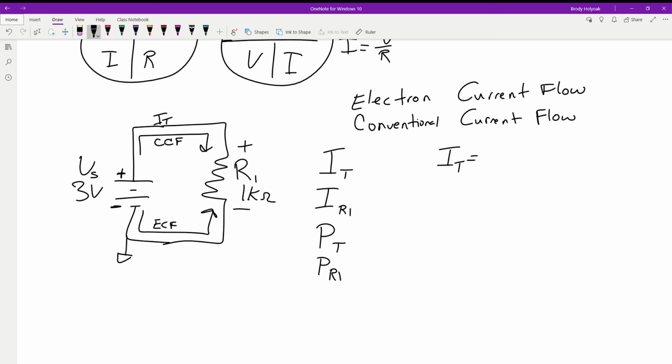I'll keep those up on the board. So what do we say current was? Voltage over resistance. So in this case, we have to look at how much total voltage do we have in this circuit? How many sources do we have? One source, and it is 3 volts. We look at this circuit. How many resistors do we have? 1 resistor. So what's the resistance total? 1K, or 1,000.